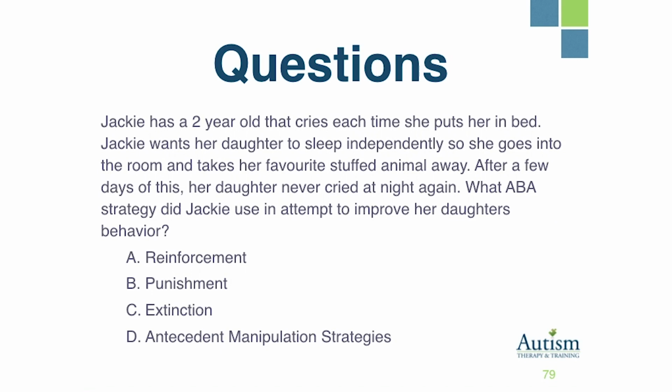Jackie has a 2-year-old that cries each time she puts her in bed. Jackie wants her daughter to sleep independently, so she goes into the room and takes her favorite stuffed animal away. After a few days of this, her daughter never cried at night again. What ABA strategy did Jackie use in an attempt to improve her daughter's behavior? A, reinforcement, B, punishment, C, extinction, or D, antecedent manipulation strategies?